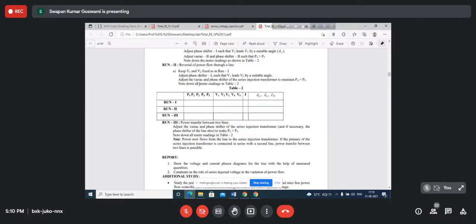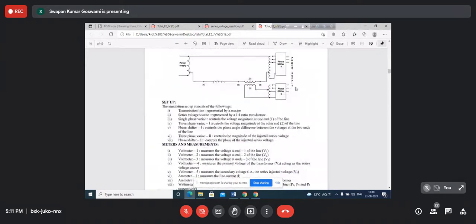That means voltage will be the same. Adjust phase shifter 1 such that V1 leads V2 by a suitable angle, such that power flows from the power supply end to the phase shifter end. Adjust the variac and phase shifter of the series injection transformer, that is P4 greater than P5. Again, here power will be delivered by this series source to the line. So here what will happen? Power will be flowing from end 1 to end 2. Direction is reversed, and this reversal of power is effected by the phase shifter again. Okay, phase shifter allowing the series voltage injection.